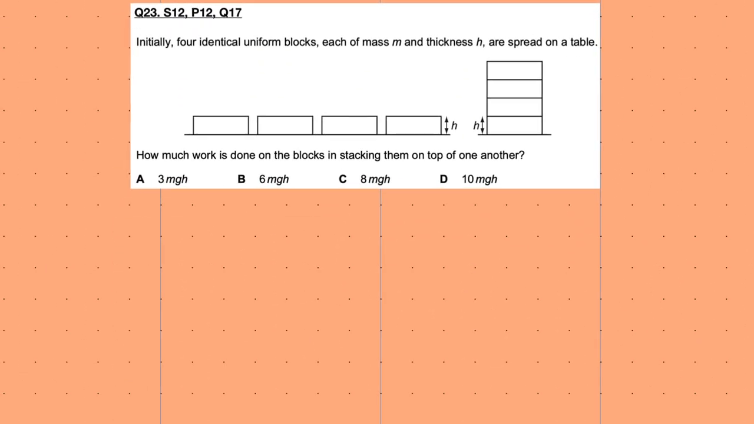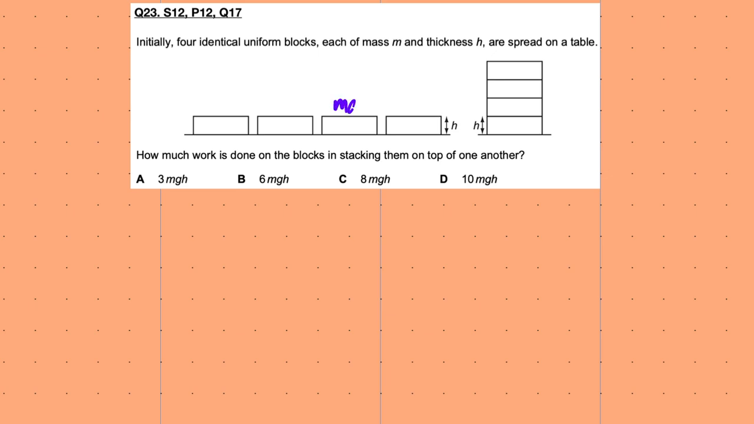Last question. Pretty basic question, honestly. Initially, 4 identical uniform blocks, each of mass m, thickness h, are spread on a table. How much work is done on the blocks in stacking them on top of one another? So this is going to be in its place. This one is stacked on top. So this goes through a height h.